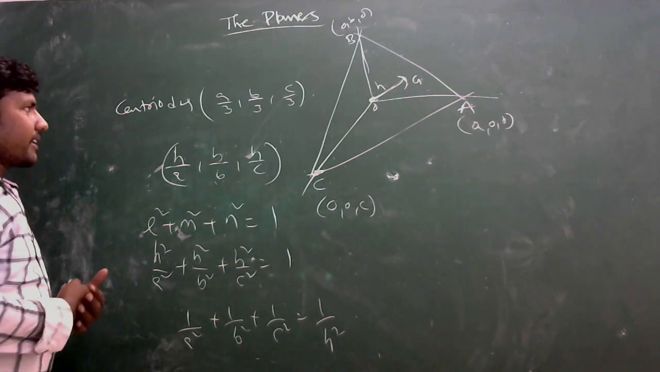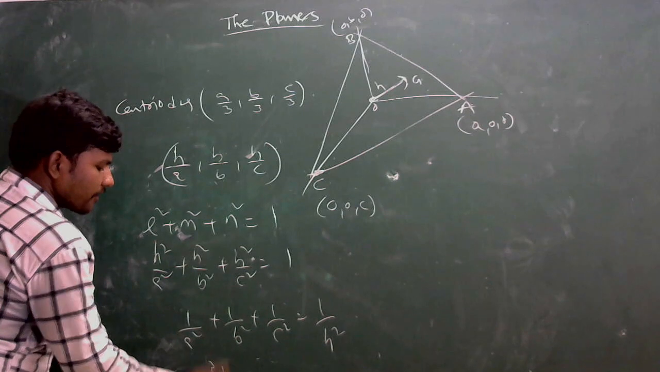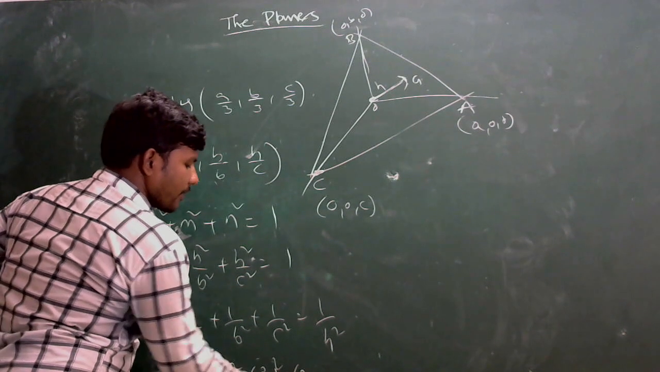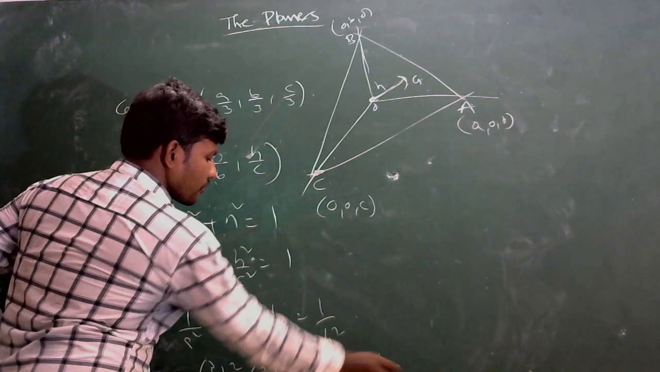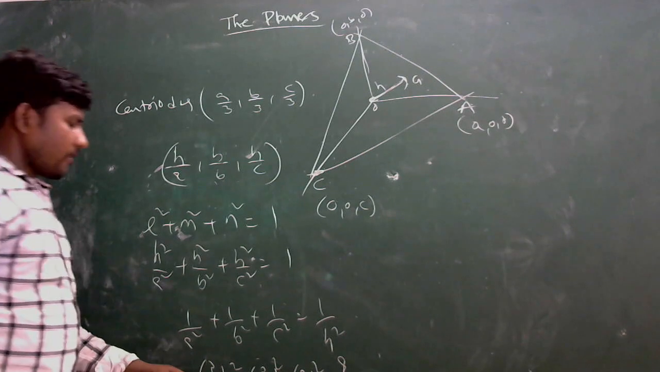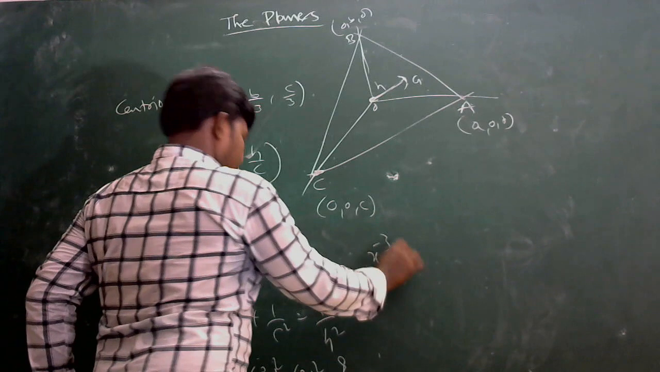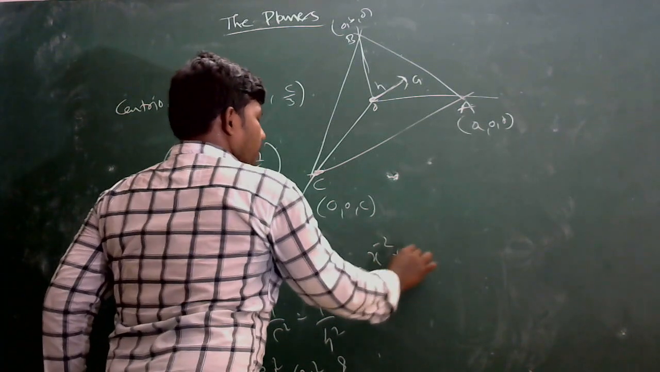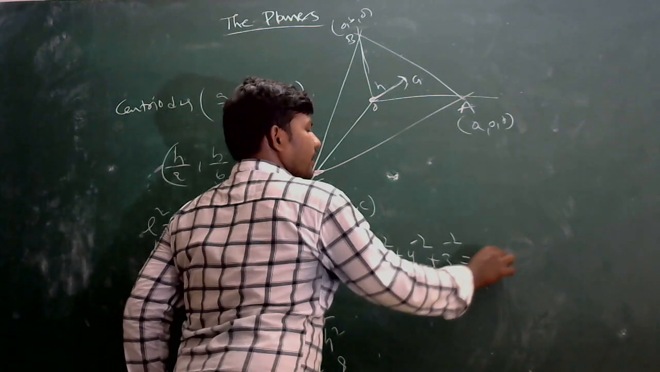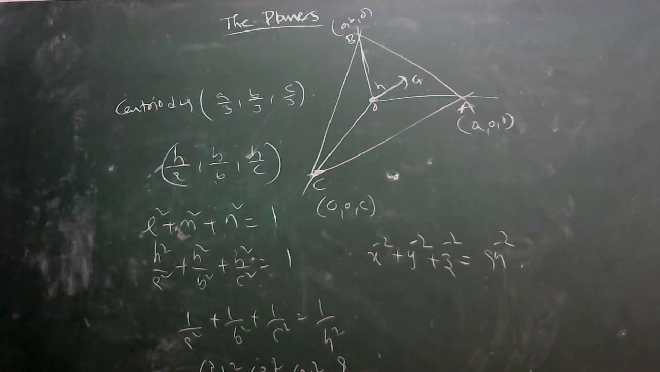Multiply on both sides with 9. That means (3/a)² + (3/b)² + (3/c)² = 9/h². These are the x value, y value, z value. That means x⁻² + y⁻² + z⁻² = 9h⁻². This is the locus required.